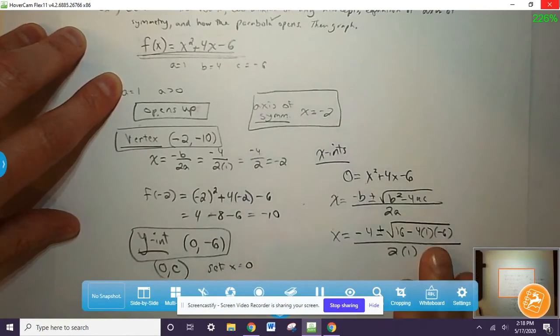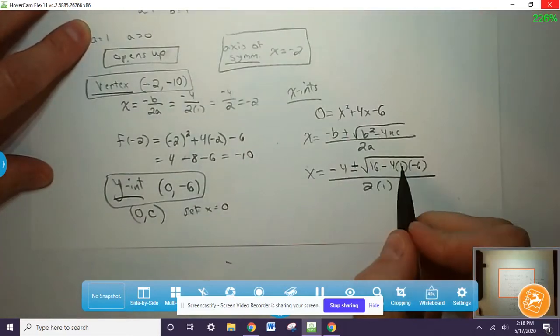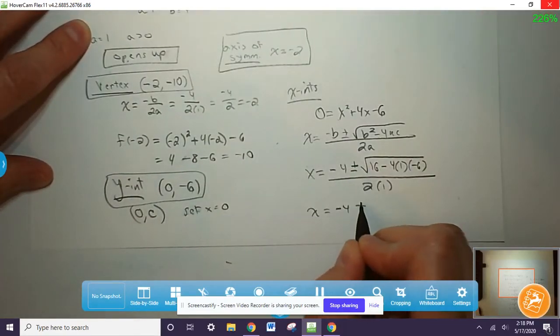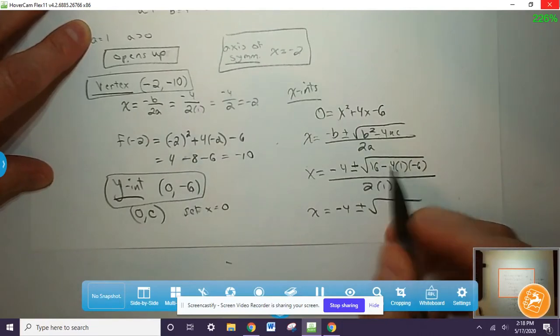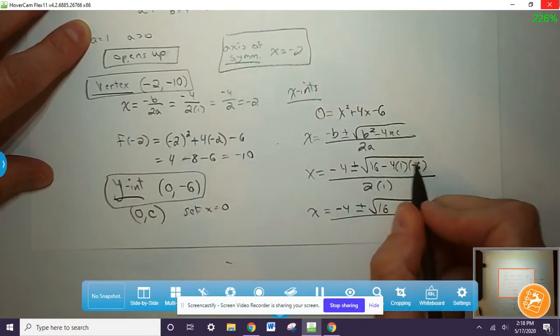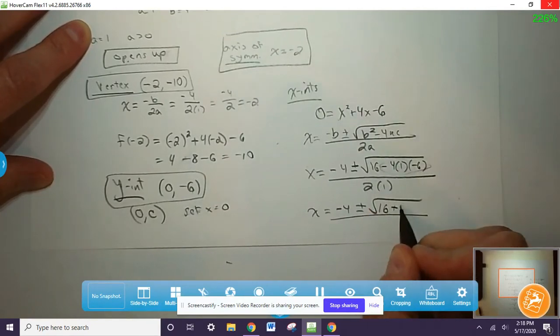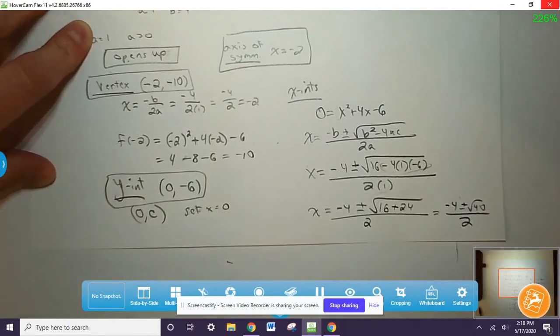And watch out for those signs inside the radicand here, because if you make a sign error in here, you might think you have imaginary zeros when you have real zeros or vice versa. So I have 16, and this is going to become a plus 24. You want to be very careful with that, because if you write minus 24, you'd have an imaginary number, which can happen, but it doesn't happen in this problem. So what I have is -4 plus or minus radical 40 over 2. And now we need to simplify that expression.